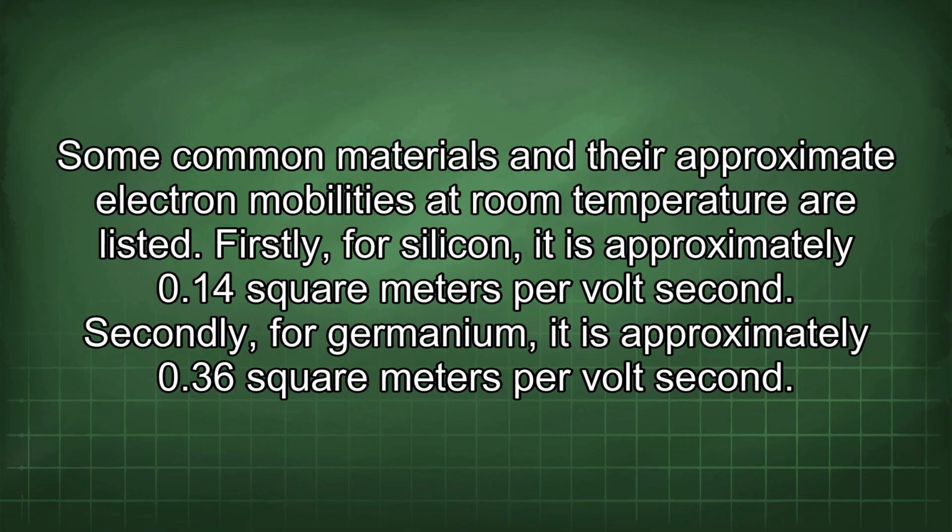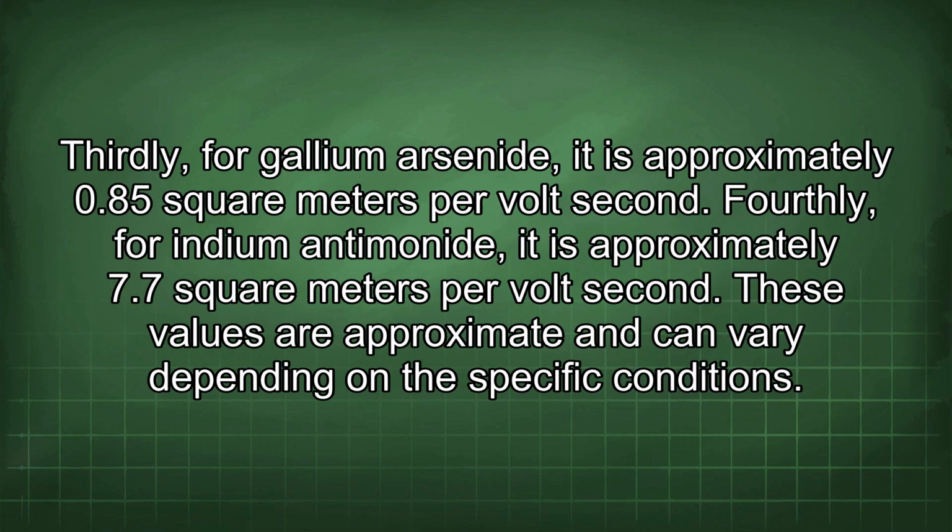Firstly, for silicon, it is approximately 0.14 square meters per volt second. Secondly, for germanium, it is approximately 0.36 square meters per volt second. Thirdly, for gallium arsenide, it is approximately 0.85 square meters per volt second. Fourthly, for indium antimonide, it is approximately 7.7 square meters per volt second. These values are approximate and can vary depending on the specific conditions.